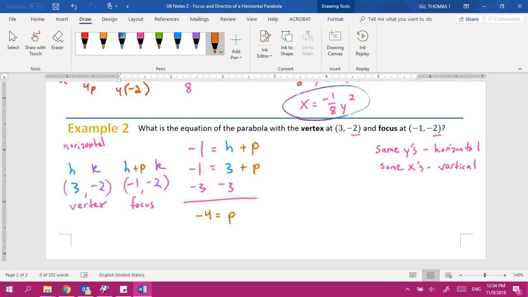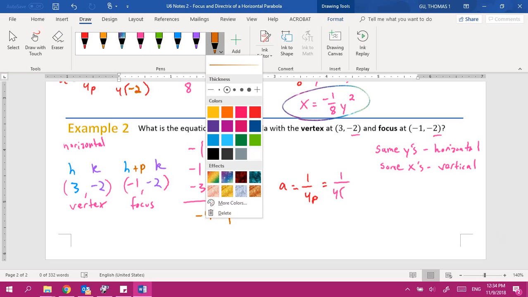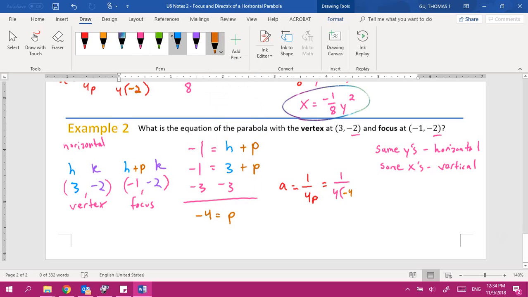You put it in. Right, because what are we trying to find again? A. And A always equals 1/4P. So this is going to be 1/4 times -4, right? 1/4 times -4. That is right. A equals -1/16. Very good. A is -1/16.